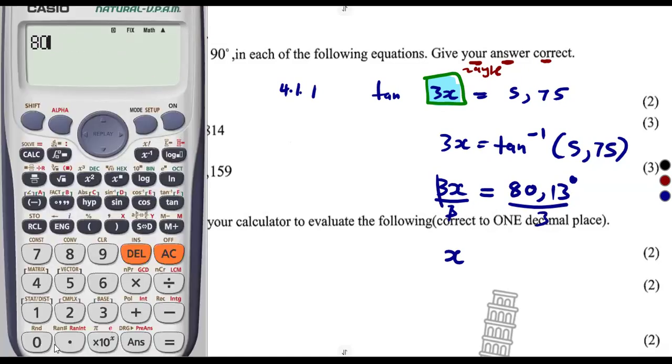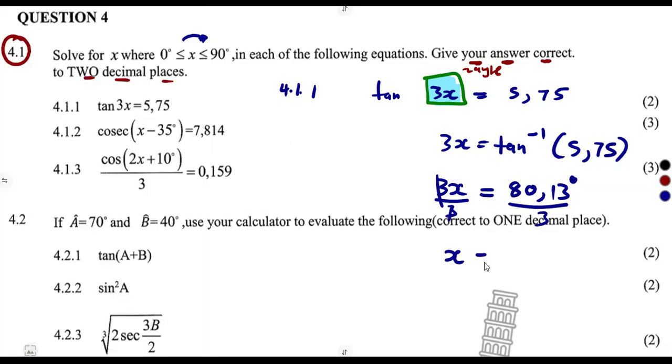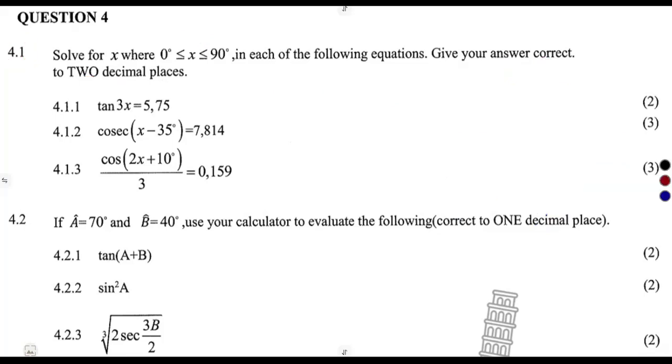So that's 80.13. Then the answer there divided by what? By 3, which was going to be 26.71 to 2 decimal places. So that's 26.71 degrees, all right? Just like that. So guys, this is the simplest part of your trigonometry. Just try to do as many questions.